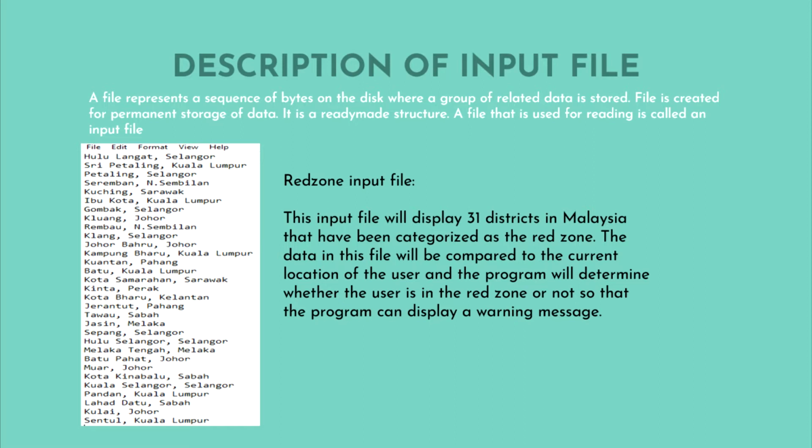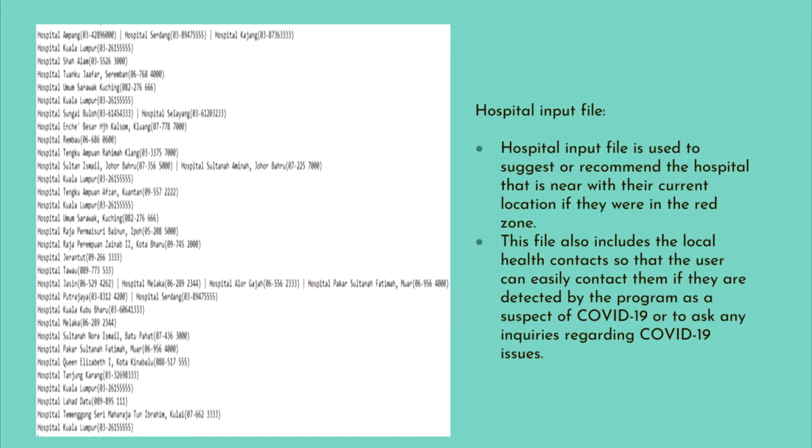As we can see, this is a red zone input file which consists of 31 districts in Malaysia that have been categorized as the red zone. The data in this file will be compared to the current location of the user, and the program will determine whether the user is in the red zone or not, so that the program can display a warning message.